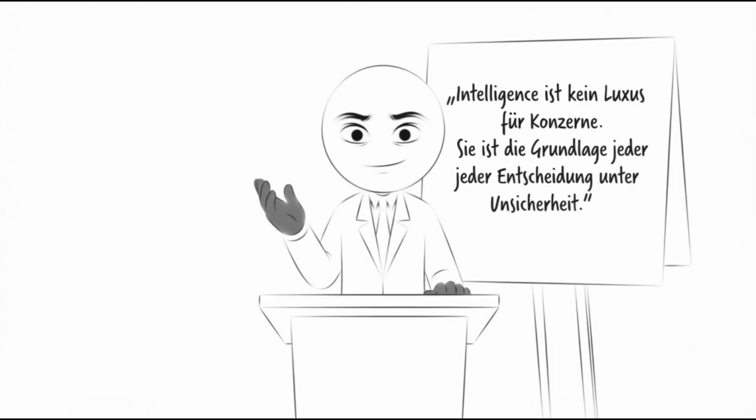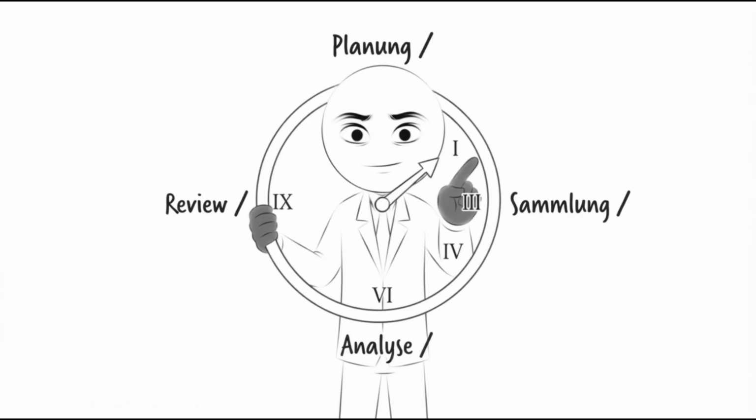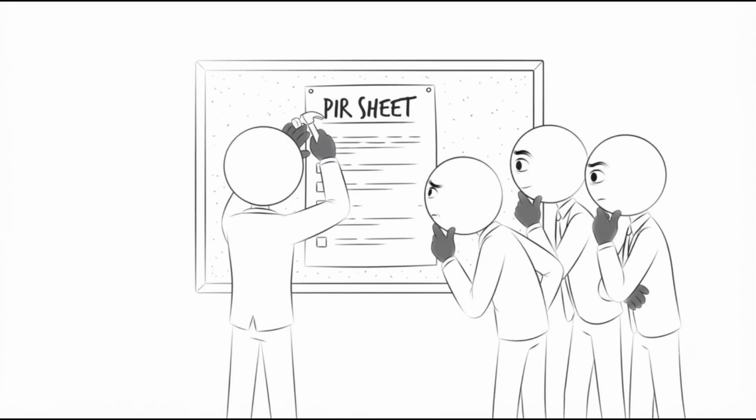Intelligence is not a luxury for large corporations. It should be the foundation of every decision made under uncertainty. And uncertainty is the permanent condition of every business. Establish an intelligence cycle as routine. Planning, collection, analysis, review. Quarterly or more frequently in volatile environments. And make the PIR a team product. The question must come from the top, but the breakdown into EEIs is collaborative work.